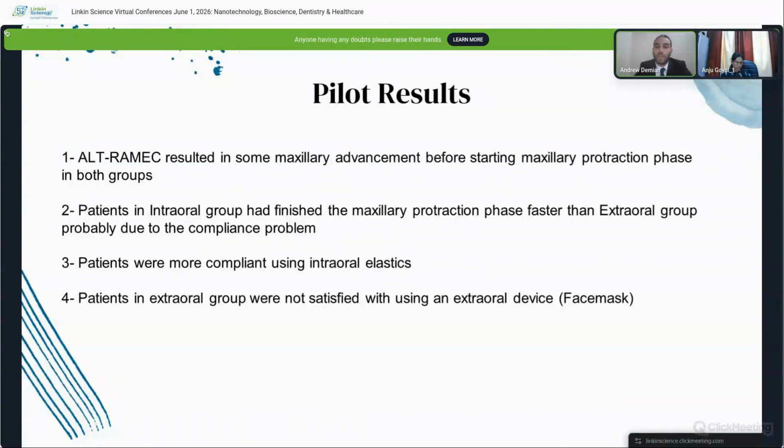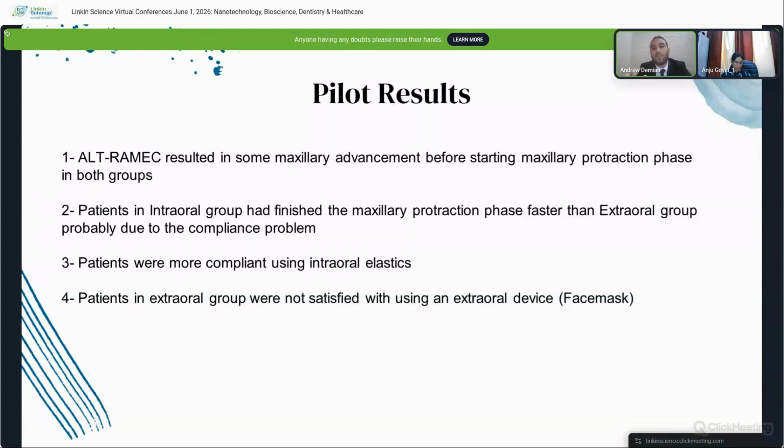So our results say that ALT-RAMEC resulted in some maxillary advancement even before starting the maxillary protraction phase. And this shows how important the technique is for freeing the maxilla from the surrounding sutures. Also, the patients in the intraoral group finished the maxillary protraction phase faster than the extraoral group. This was because of the compliance problem, and we actually had 3 dropouts in the extraoral group refusing to wear the face mask appliance.